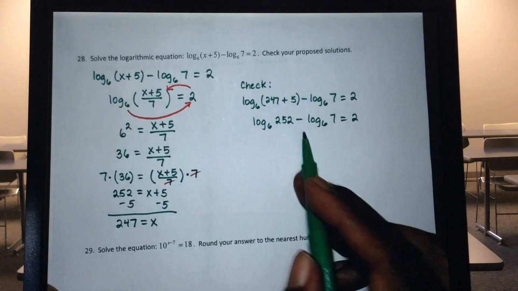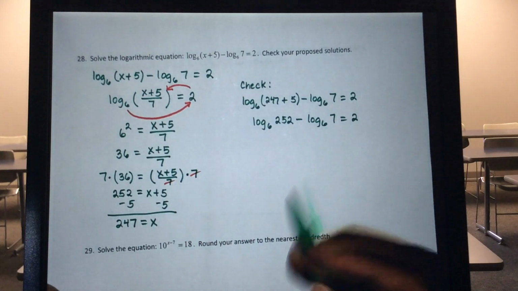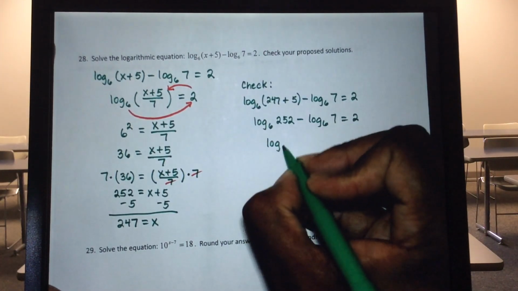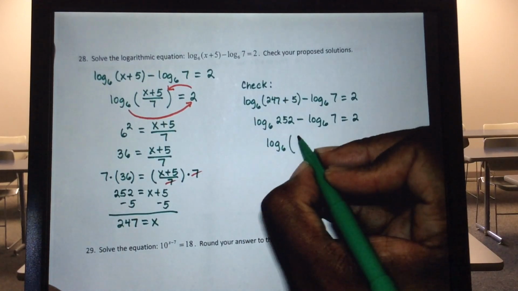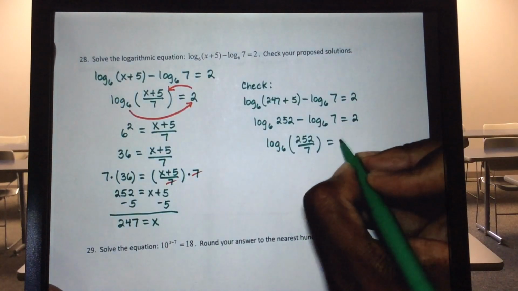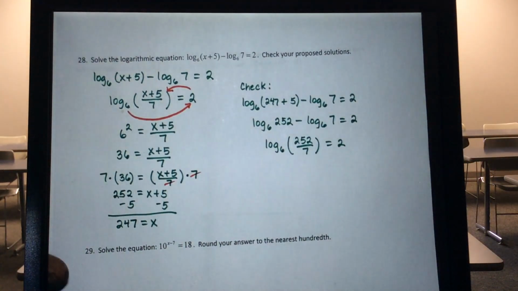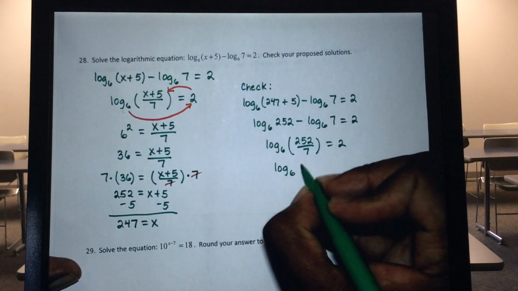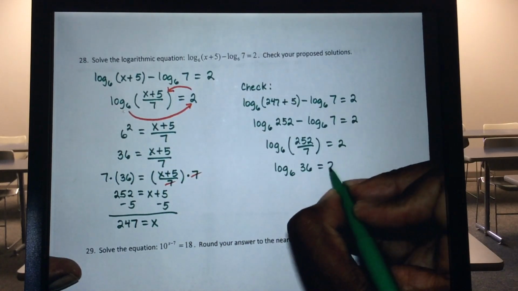Now here I got the difference of their individual logarithms. I can condense that as a log of the quotient. So it'll be log to the base 6 of 252 divided by 7. That should equal to 2. If I take that 252, divide that by 7, that will end up being 36. So log to the base 6 of 36 should equal to 2.